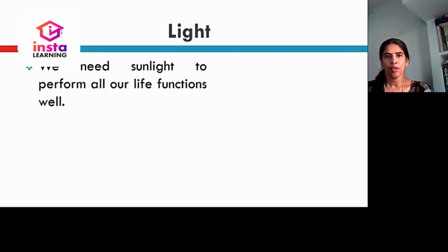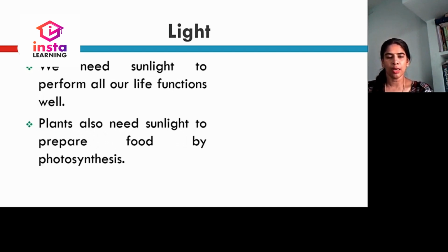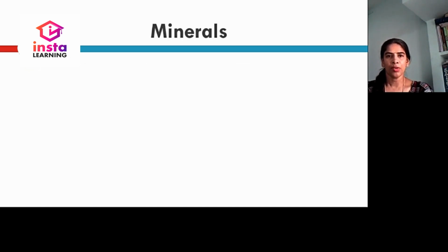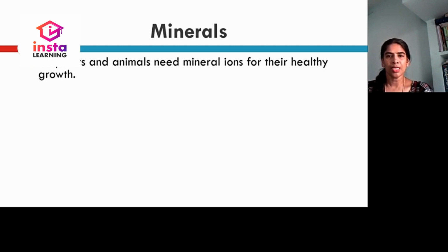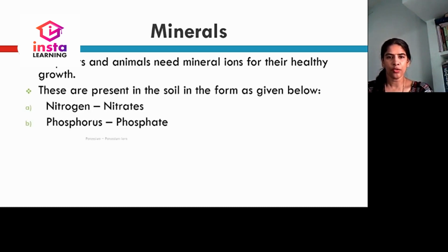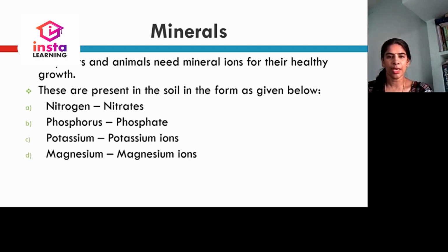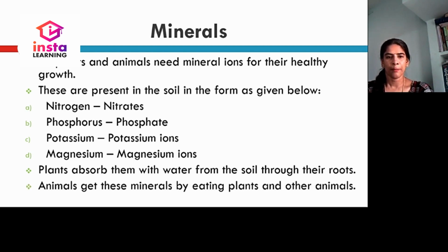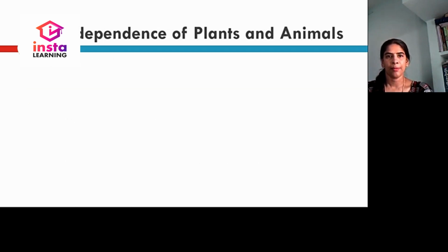Light. We need sunlight to perform all our life functions. Plants also need sunlight to prepare food by photosynthesis. Minerals. All plants and animals need mineral ions for their healthy growth. These are present in the soil in the form of nitrates, phosphate, potassium ions, magnesium ions. So, plants absorb these ions from the soil through their roots. Animals get these minerals by eating other plants or animals.